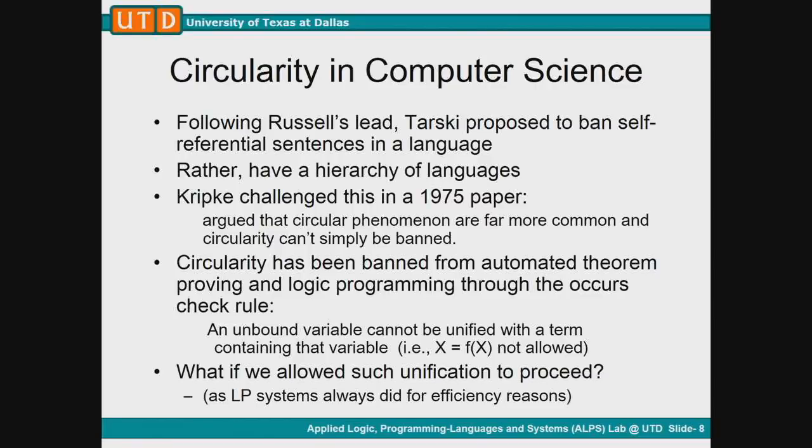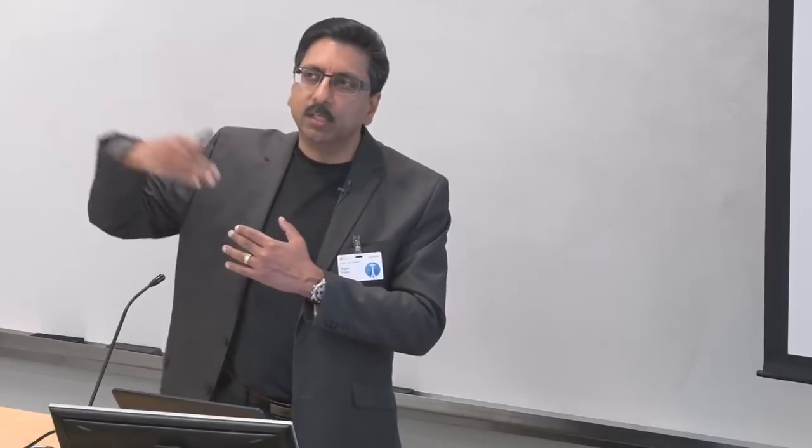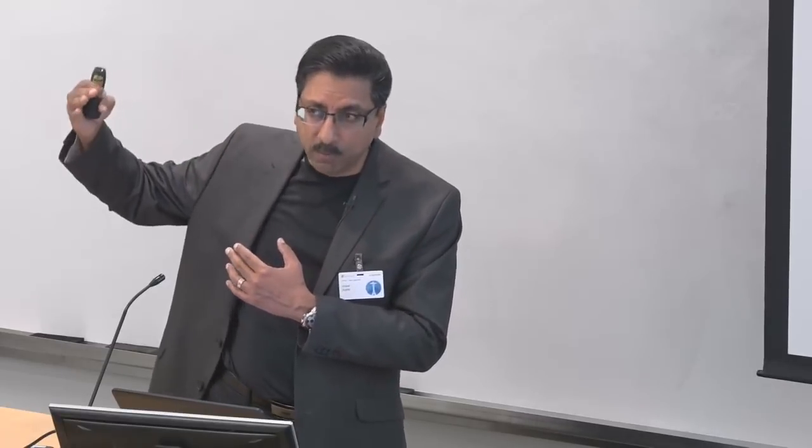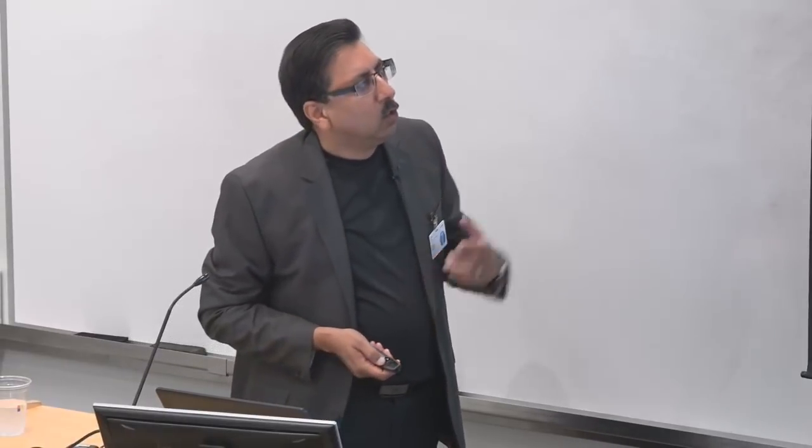And then, of course, Tarski comes along. But then there is this question: if you have a language and you want to reason about that language, then that's sort of circular, right? So Tarski proposed that we cannot have a language that can reason about itself. You really have to have another meta-language that reasons about this language. If you want to reason about the meta-language, you have a meta-meta-language, and so you essentially have a hierarchy of languages. Then there is a very famous paper by Kripke who challenged this in 1975. He argued that circular phenomena are far more common and that circularity cannot simply be banned from mathematics.